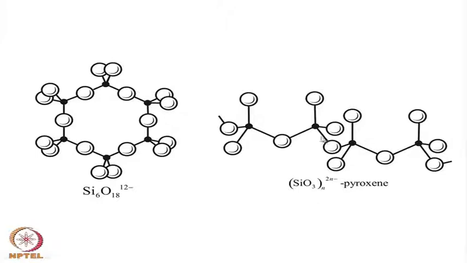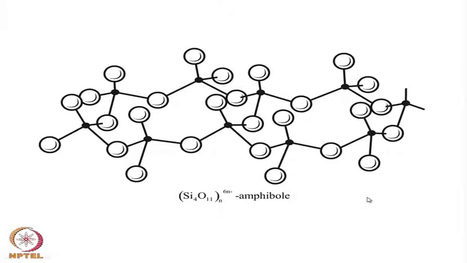just like a polymer chain. So, it is a kind of inorganic polymer chain as if. So, you can have SiO3, depending on the number of such units, you can have n, and the total negative charge will be 2n minus, and this particular kind of structure is known as pyroxene structures or pyroxene silicates.